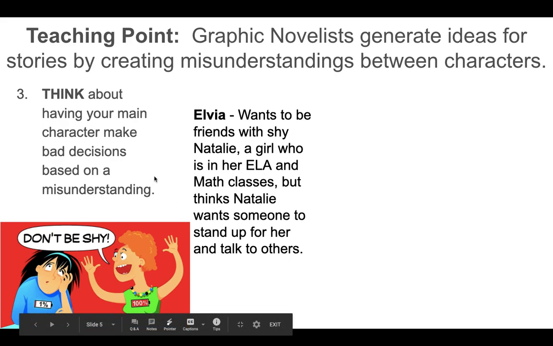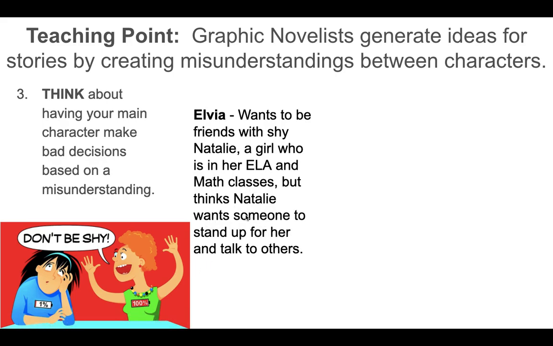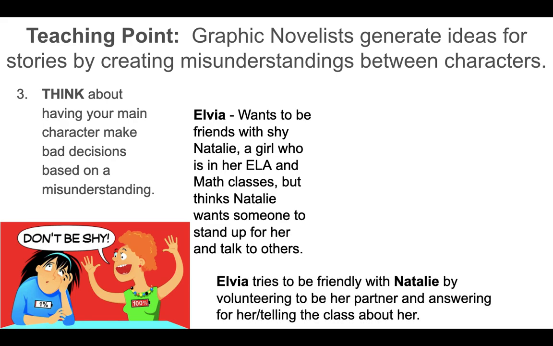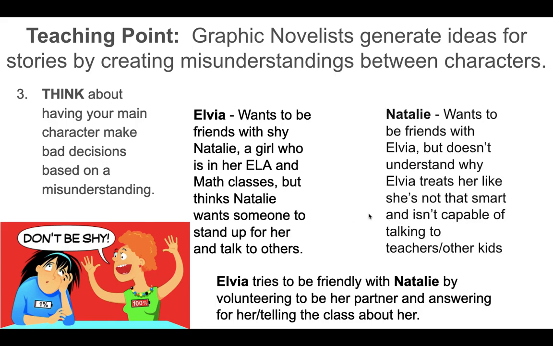So then I have to think about what bad decisions this character could make based on this misunderstanding. Because I think Natalie is not somebody that wants to have somebody stand up for her and talk to others for her. So that's the misunderstanding there. I think the bad decision could be Elvia trying to be friendly with Natalie by volunteering to be her partner and answering for her and telling the class about her. It's a bad decision because Natalie wants to be friends with Elvia, but she doesn't understand why Elvia treats her like she's not smart and isn't capable of talking to the teachers and to the kids.